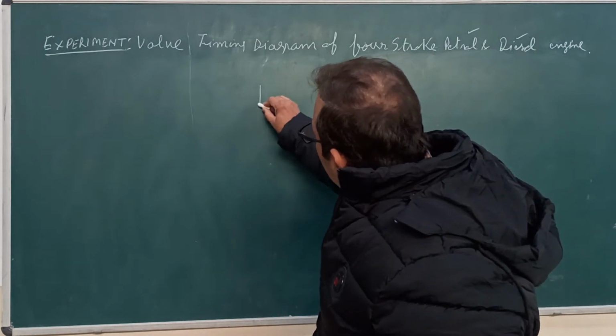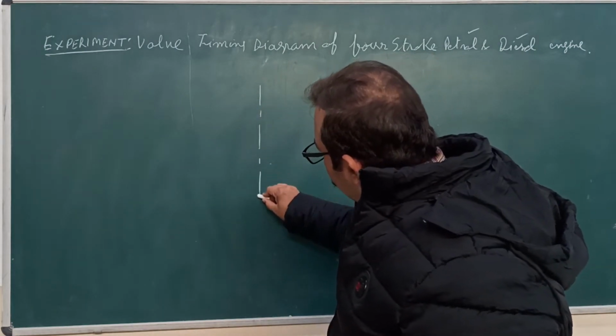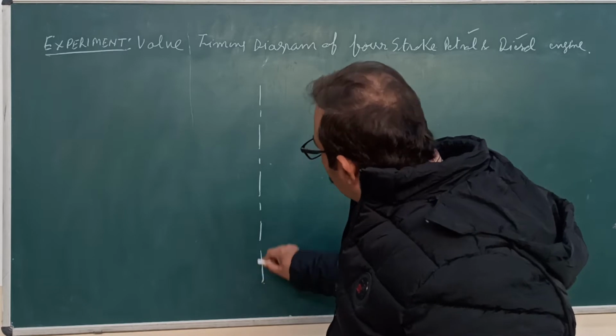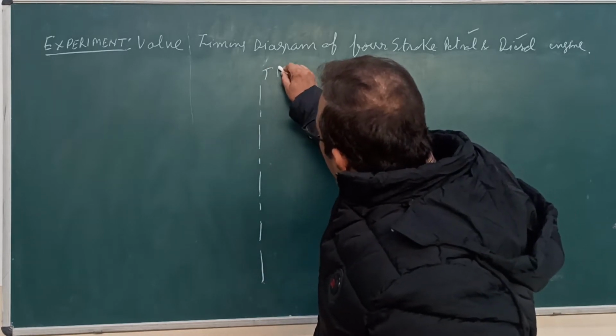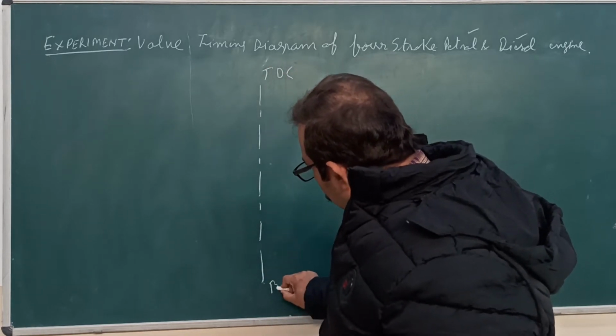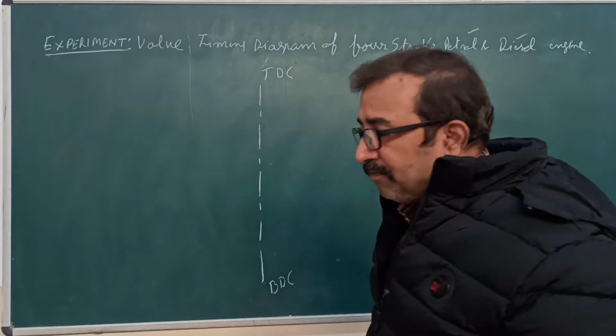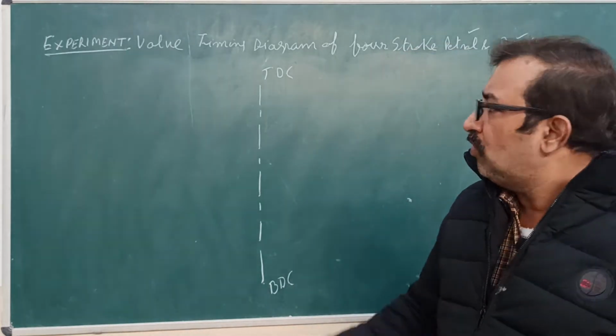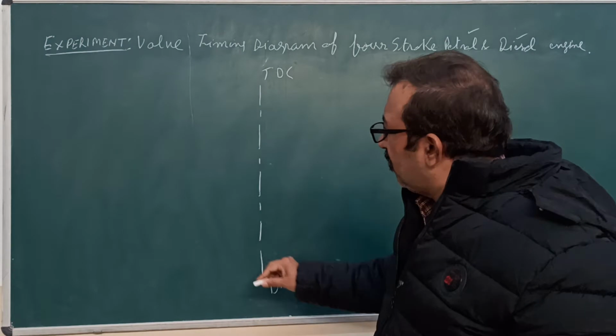First of all, draw the center line for TDC and BDC. You know, top dead center, bottom dead center.